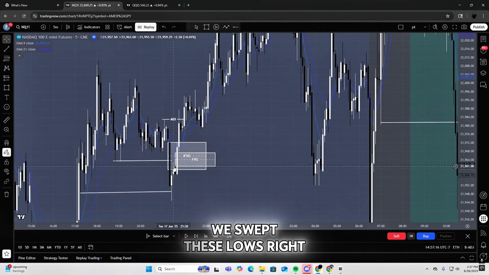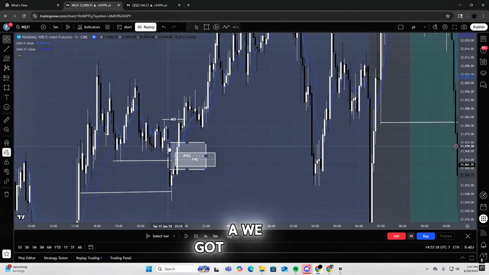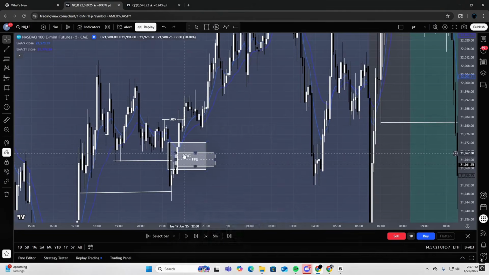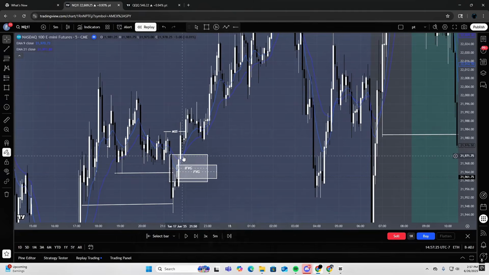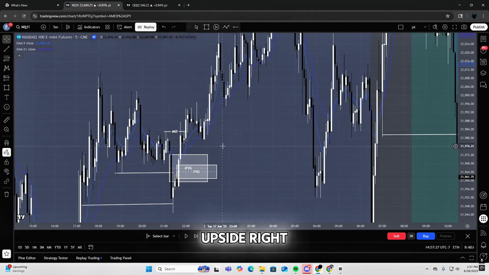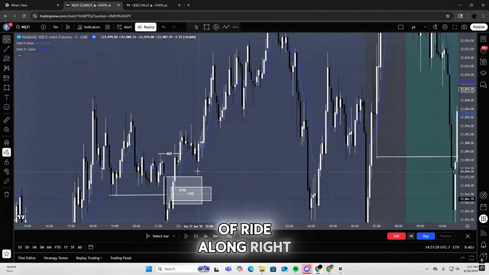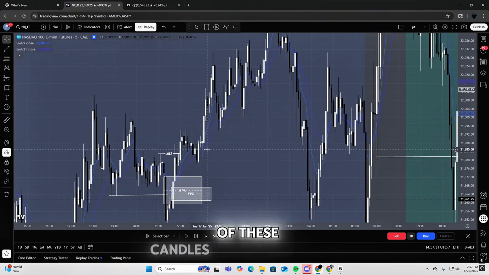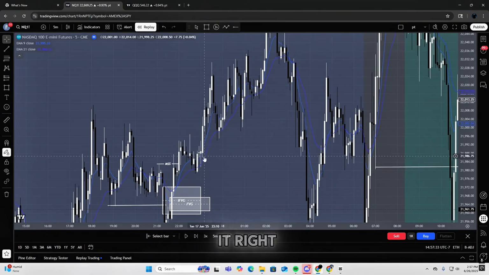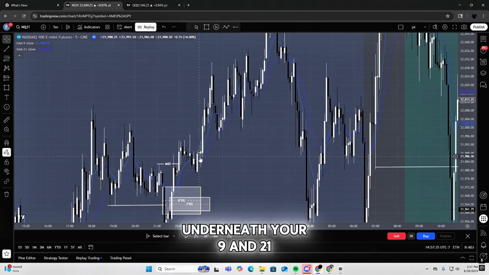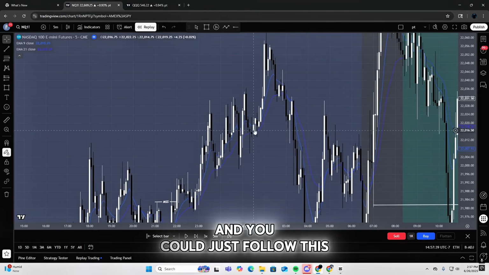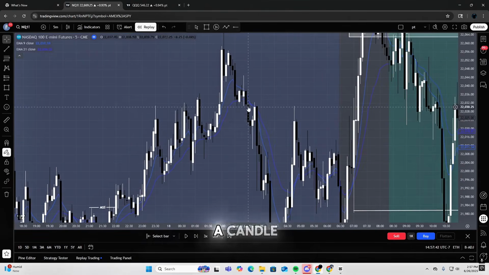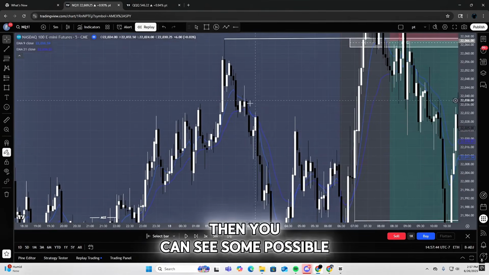We swept these lows, we got an inverse fair value gap, and then we got a bullish fair value gap forming. We also got our 9 and 21 EMA crossing to the upside, and then we just ride along. Just make sure none of these candles close underneath it. If you get candle closes underneath your 9 and 21, then that's a sign of weakness of your trend, right? And you could just follow this through, because once they do get a candle close, then you could see some possible downside.